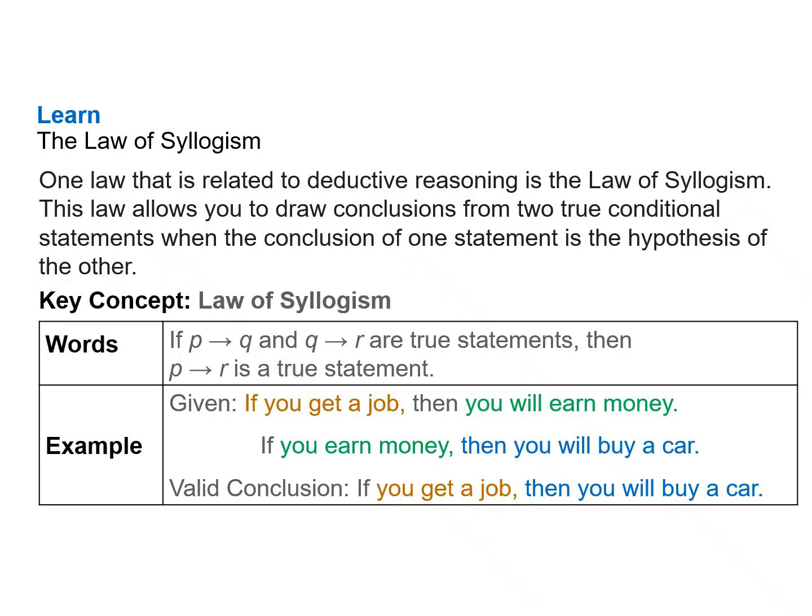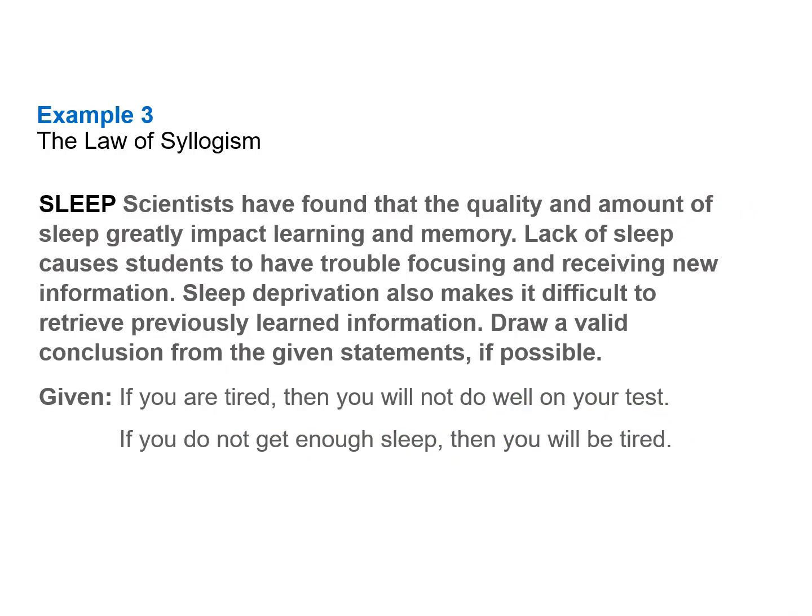Look at the example. If you get a job, then you will earn money. That's the first statement. The second statement, if you earn money, then you will buy a car. So, valid conclusion, if you get a job, then you will buy a car. Let's see if we can use this.